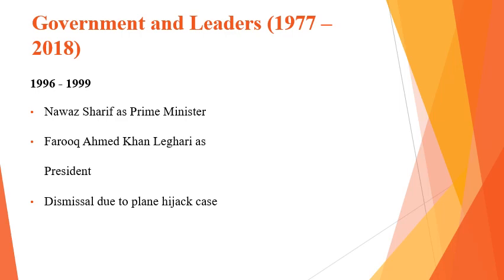1996 till 1999, once again, Nawaz Sharif's second ruling period started. He as Prime Minister, Farooq Ahmad Khan Laghari as President. But this time, Nawaz Sharif's government was dismissed because of the plane hijack case.